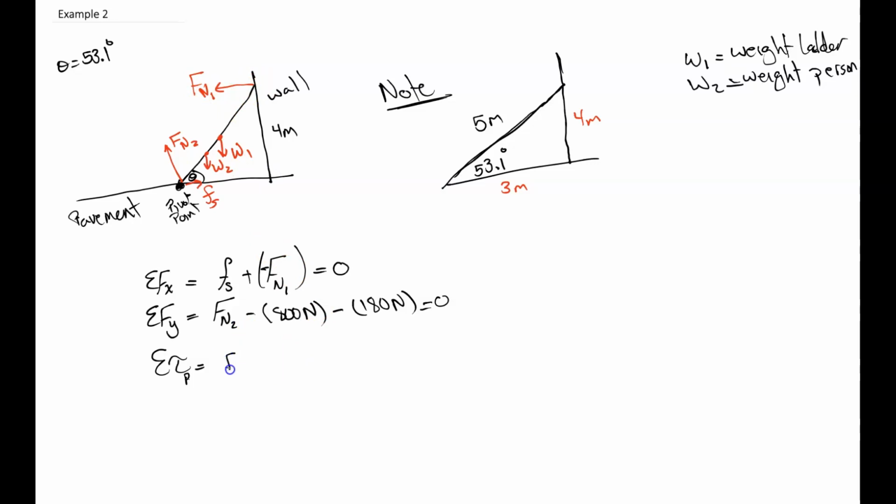So that force F sub n1 is going to contribute a counterclockwise torque that is 4 meters away from the pivot point in the vertical direction. We have W1 and W2 pointing downward, so if they acted, it seems like the ladder will go clockwise, and that is a negative torque, so we have 180 newtons.